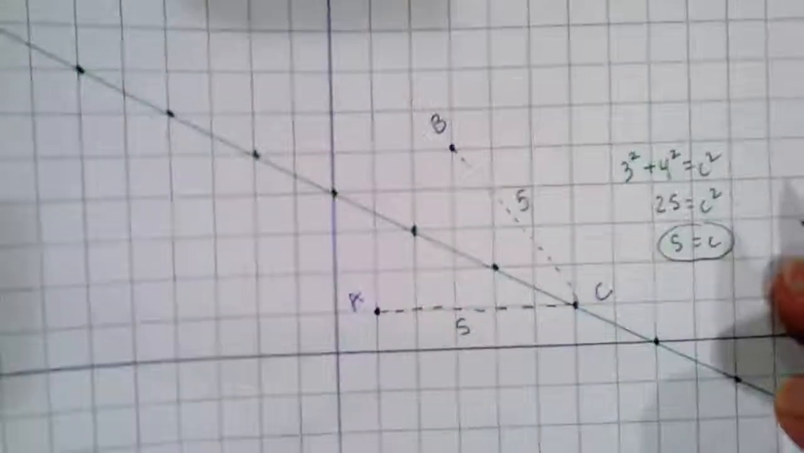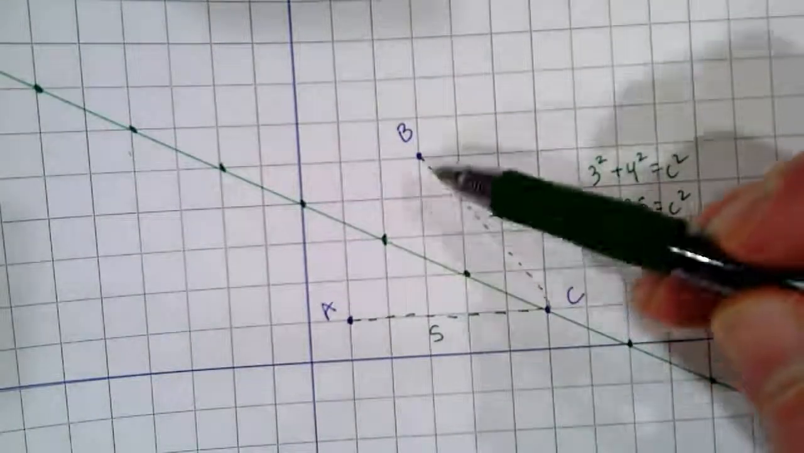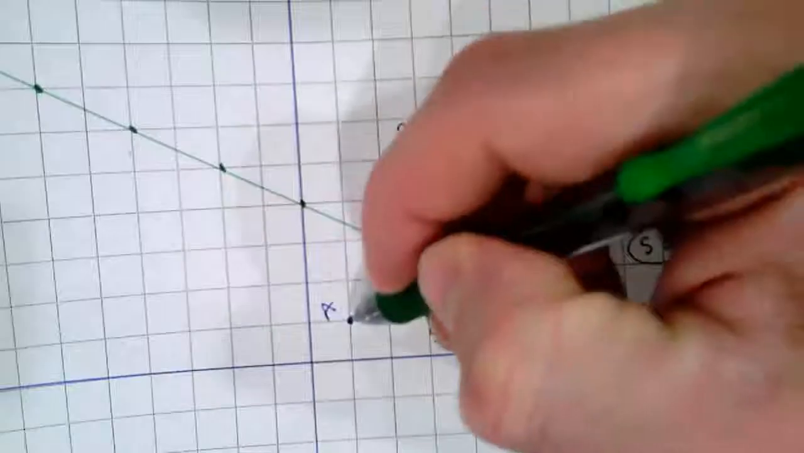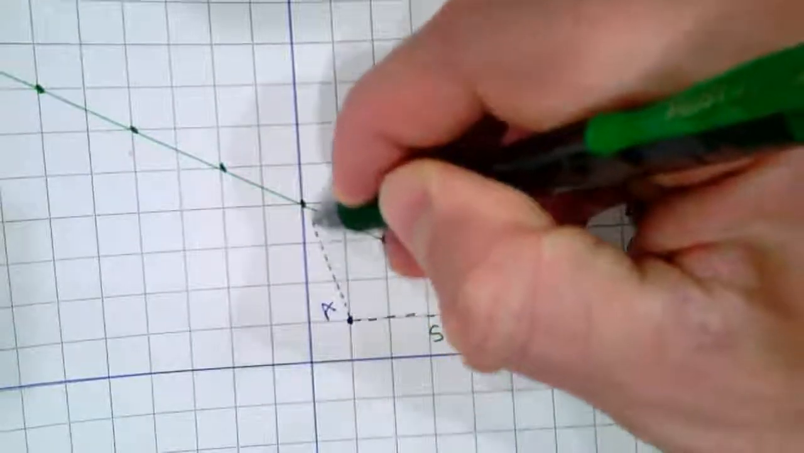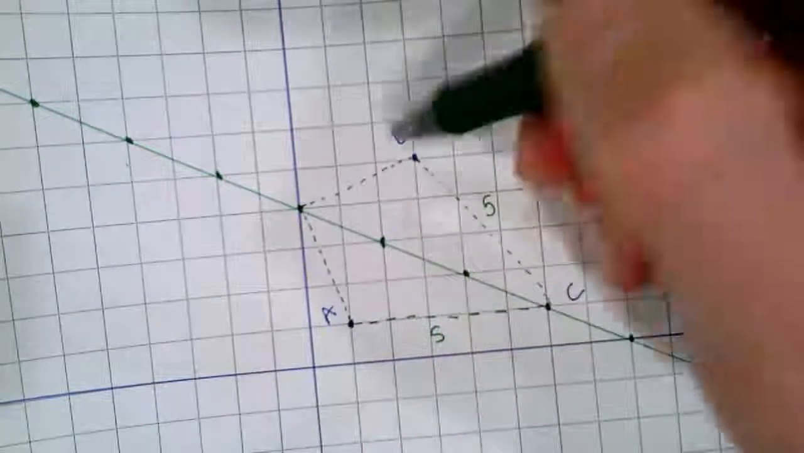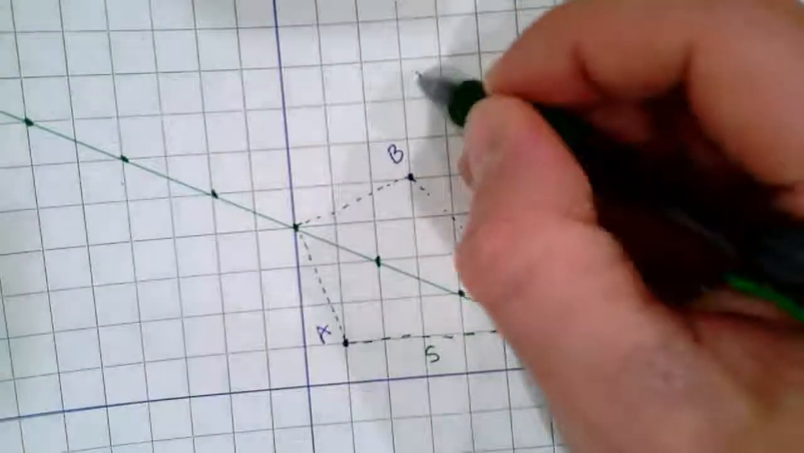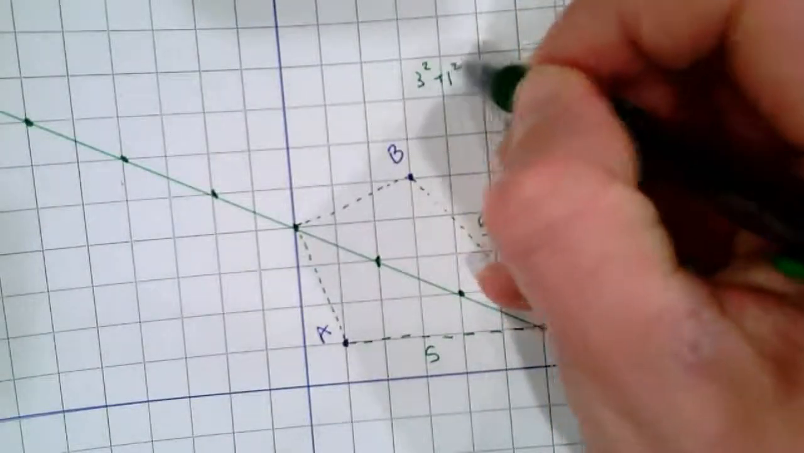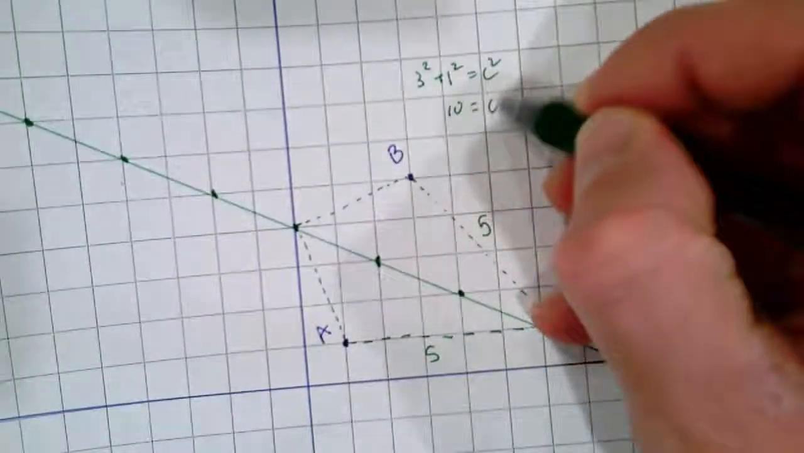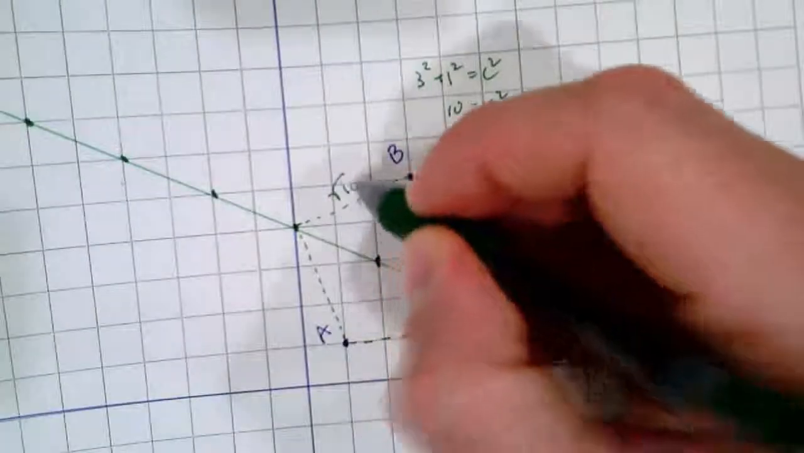And all of these points should be the same distance from A as they are from B. Let's test it out with a couple of them, okay? So let's pick this point here. That's over 3, down 1. So 3 squared plus 1 squared is c squared. 9 plus 1 is 10, so 10 equals c squared. Square root of 10 equals c. So this is the square root of 10.